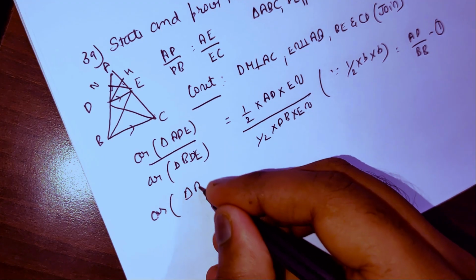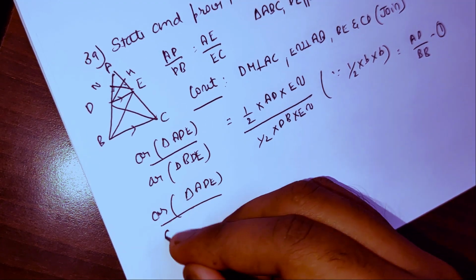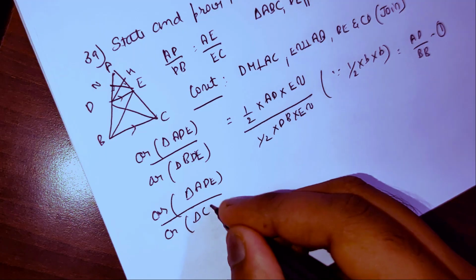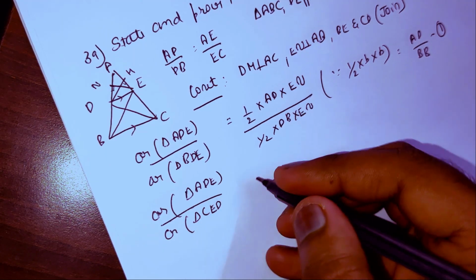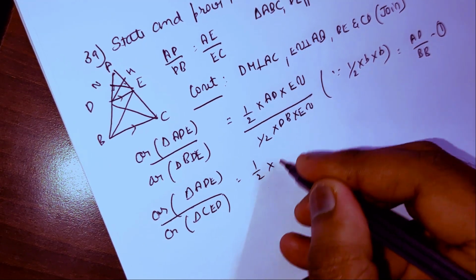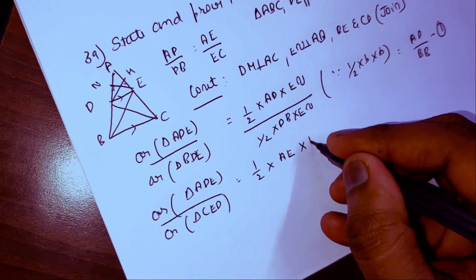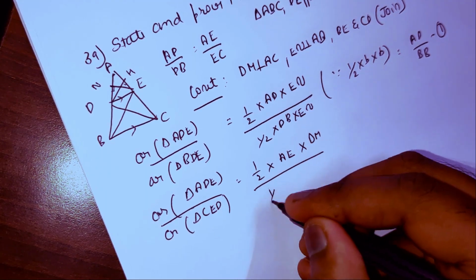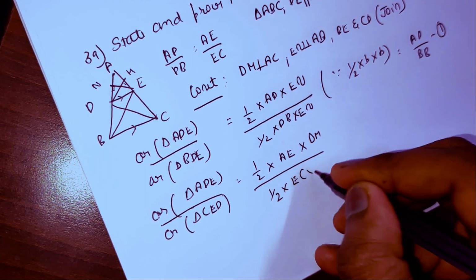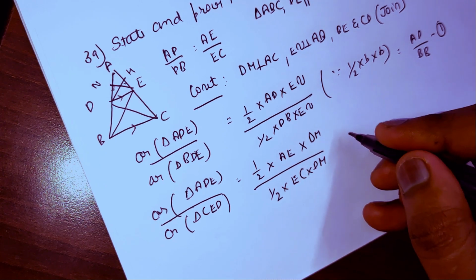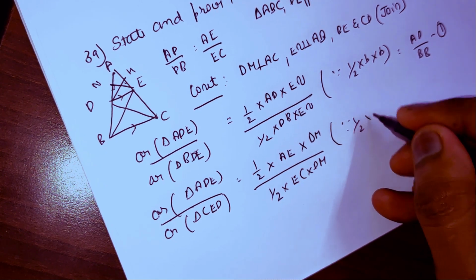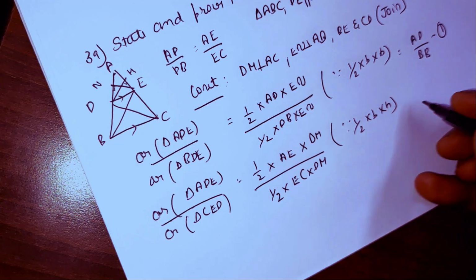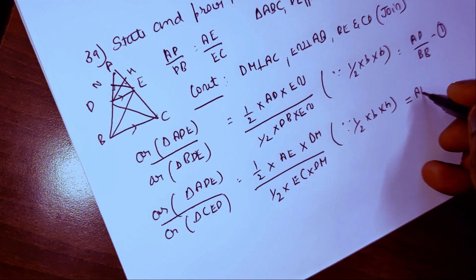Area of triangle ADE by area of triangle CED is equal to half into AE into DM by half into EC into DM, by the same formula half into base into height, that is equal to AE by EC. Consider this as the second equation.